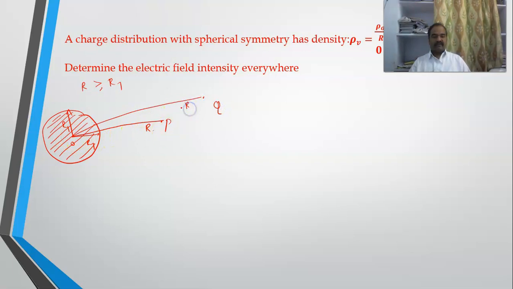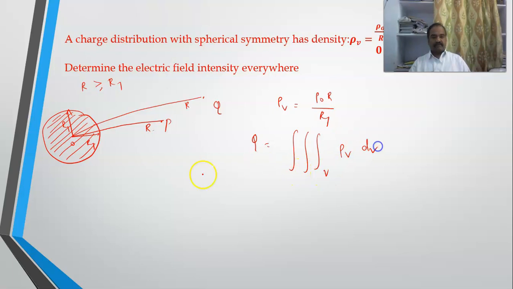if you carefully see, what is varying? Distance is varying. Charge is fixed. So what is the charge which is enclosed by this sphere? That we have already done. So if you want, I will do it again. Rho v is equal to rho naught into r by r1, right? So what is the charge which is enclosed by this sphere? We have already done in the previous slide, but let's have a quick look for the entire volume.